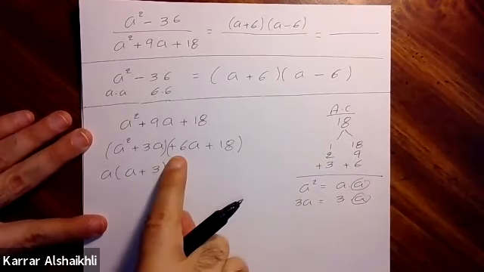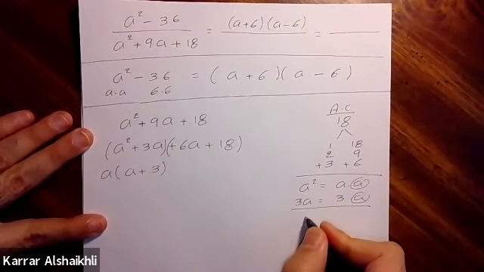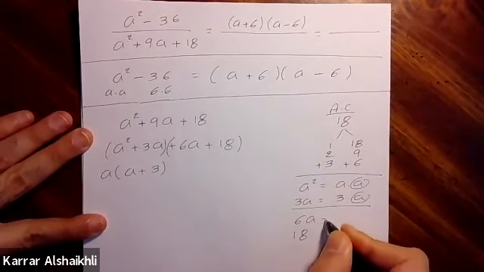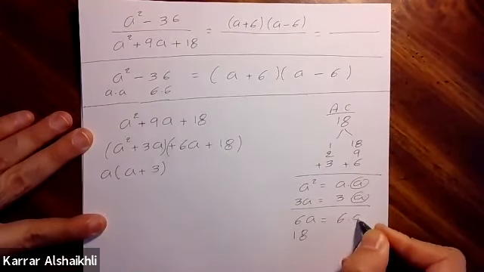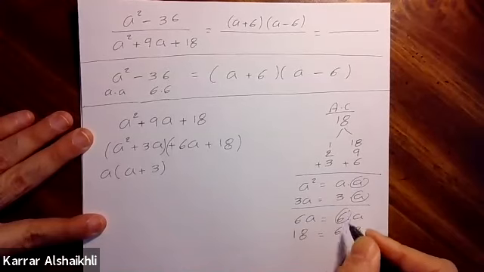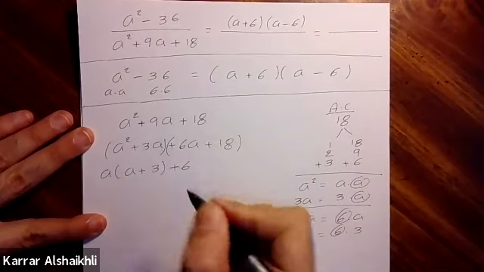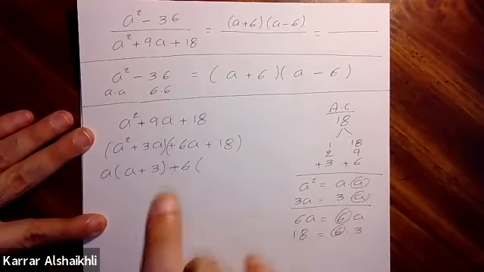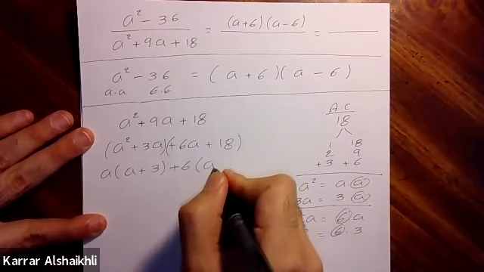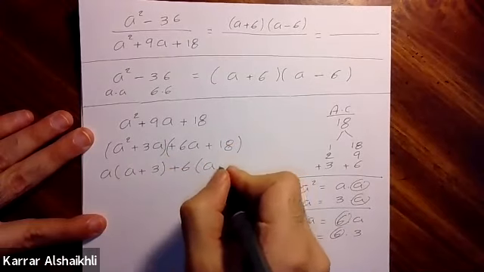Now, what's the common between 6a and 18? 6a is 6 times a. 18 is 6 times 3. So the common is 6. Now we're going to divide. 6a divided by 6 is going to be just a. 18 divided by 6 is going to be 3.